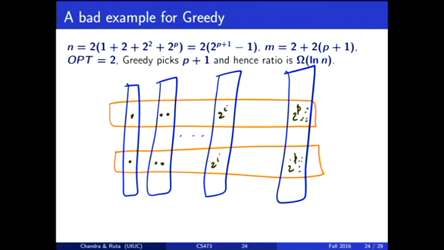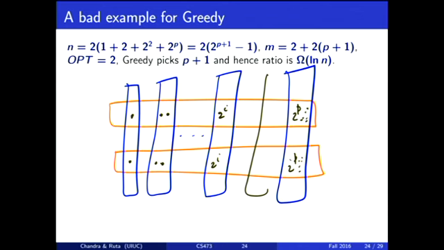And then it'll pick the next set. I mean, there are many columns, right? I shouldn't draw that. So it'll pick the next blue set, and then the next blue set. So it'll pick all the blue sets, even though there's a very good two-set solution.